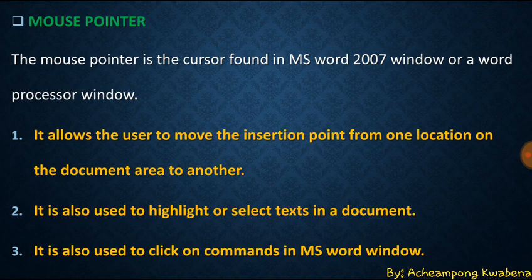The main function of this pointer is to allow the user to move the insertion point from one location to another. It also helps to highlight and select text within the document or the working area. It's also used to click on commands within the MS Word 2007 window. So assuming you want to perform any action by clicking on a command, either on the standard toolbar or on the formatting toolbar, you just drag the mouse pointer to it and click.